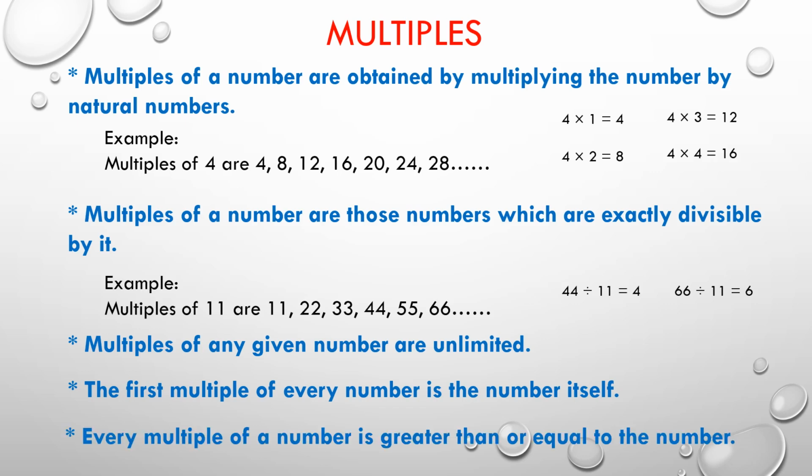Every multiple of a number is greater than or equal to the number. It starts with the number itself, then it will be multiplied by 2, multiplied by 3. So every multiple of a number is greater than or equal to the number. As you can see in the example, multiples of 11 are 11, 22, 33. It starts with 11, which is equal to the number, and then 22, 33, they all are greater than 11. So I can say every multiple of a number is greater than or equal to the number.